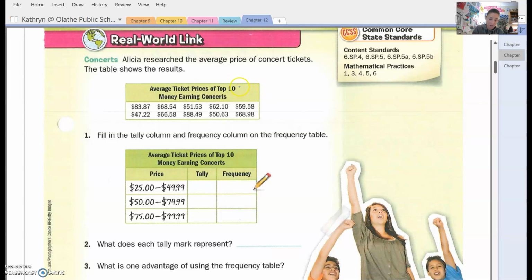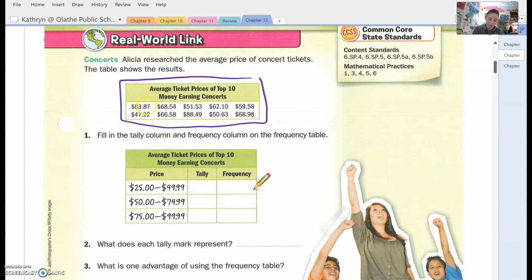The table is shown below. So these are the average price of concert tickets. Okay, she looks like she did 2, 4, 6, 8, 10. She got 10 samples of concert ticket prices. So it says fill in the tally columns and frequency in the frequency table. So this is called a frequency table.